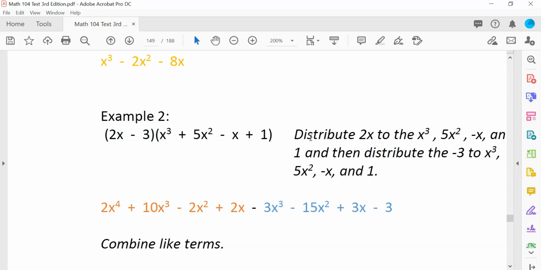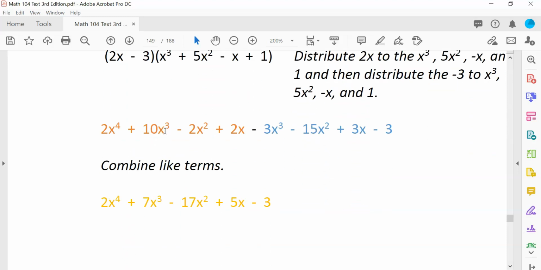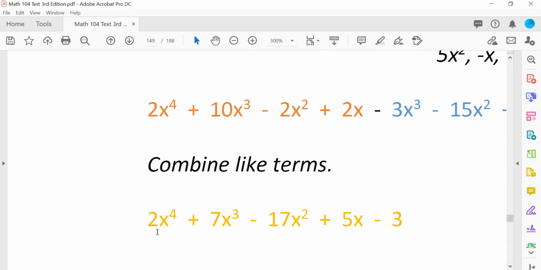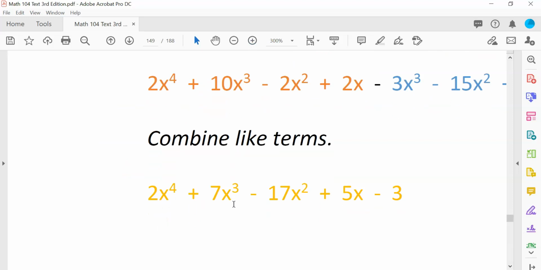Now, once you've done that, we have some like terms here. Notice this 10x to the third and a minus 3x to the third can combine to give you 7x to the third. The 2x to the fourth doesn't have anything to combine with, so you just get 2x to the fourth. This minus 2x squared and a minus 15x squared will combine to give you minus 17x squared. 2x and 3x combine to give you 5x. And then this minus 3 is the only constant we have. So when you combine like terms, it gives you 2x to the fourth plus 7x to the third minus 17x squared plus 5x minus 3.